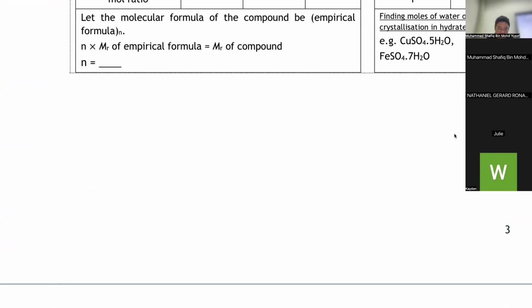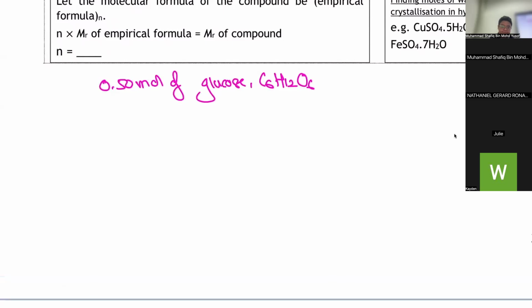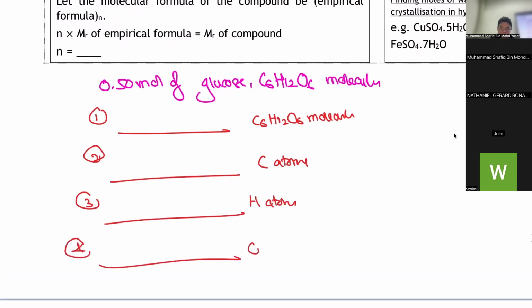Okay, so I will write here. I have 0.5 mole of glucose, which is C6H12O6 molecule. Okay, so there are 5 questions to this. Number 1, how many glucose molecules do I have? Number 2, how many C atoms? Number 3, how many H atoms? Number 4, how many oxygen atoms? Number 5, total number of atoms.